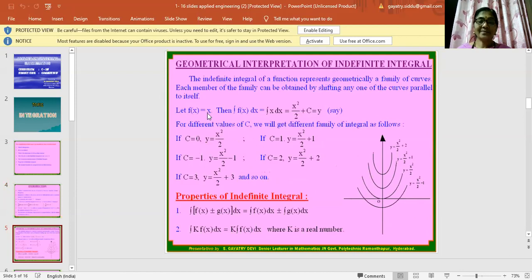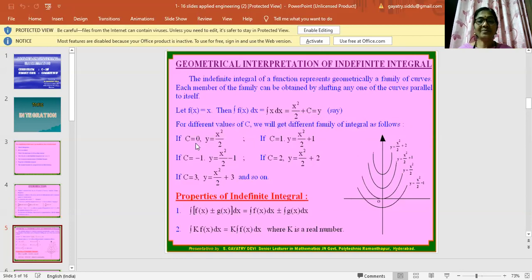Let f of x equal to x. Then integral f of x dx equal to integral x dx. We'll go through the formulas in the next slide. It is integration of x power n is x power n plus 1 by n plus 1. So using that formula, we are getting x square by 2, and automatically integration will give an integrating constant c. Let this equal y. Then for different values of c, we will get a different family of integrals as follows.